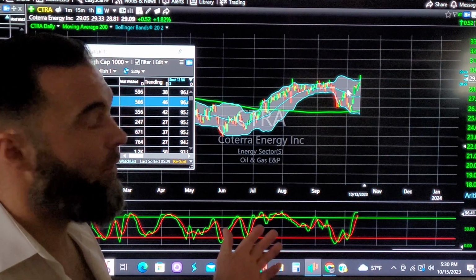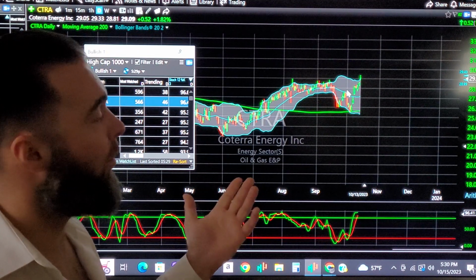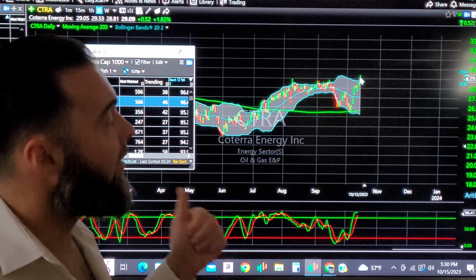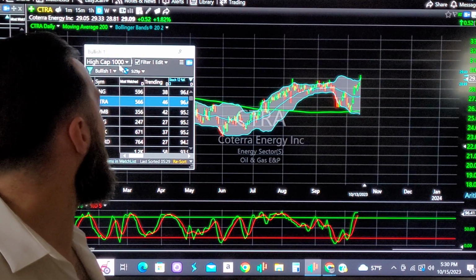So you've got to be able to just filter through them, right? You can't even depend on your scans, because the scans I've got set up are based on this high is higher than this high, and this high is higher than this high. I'll show you.